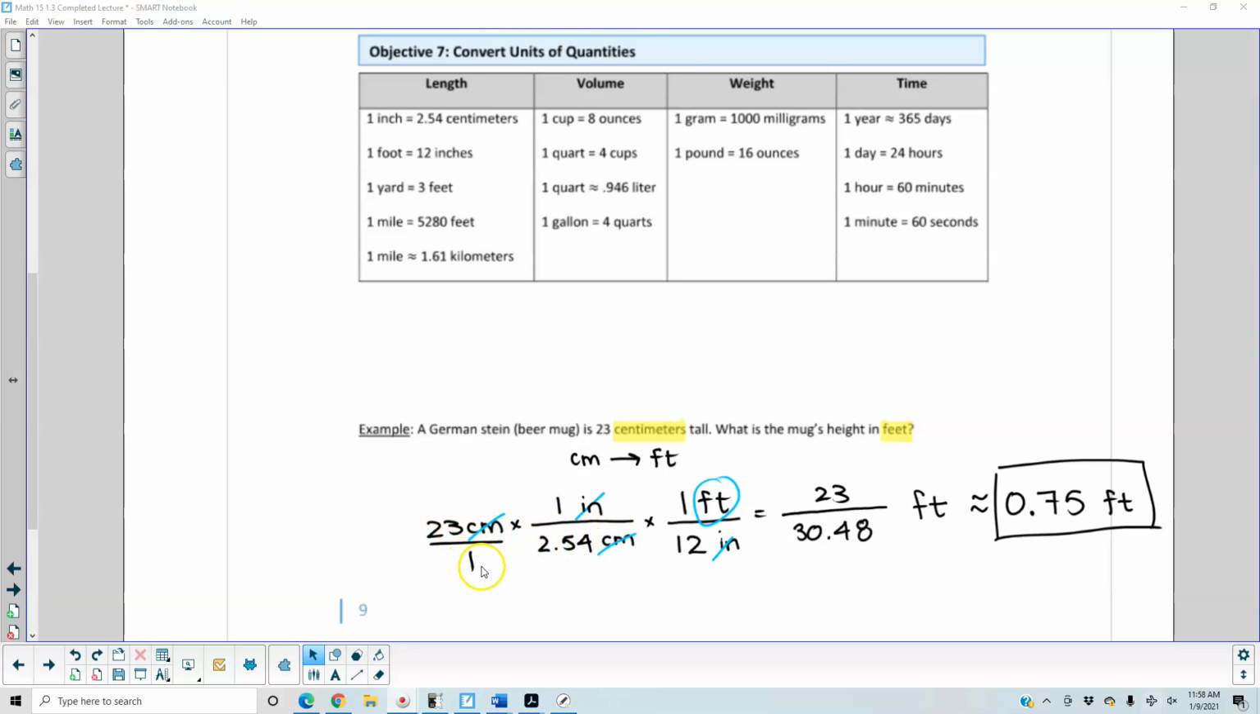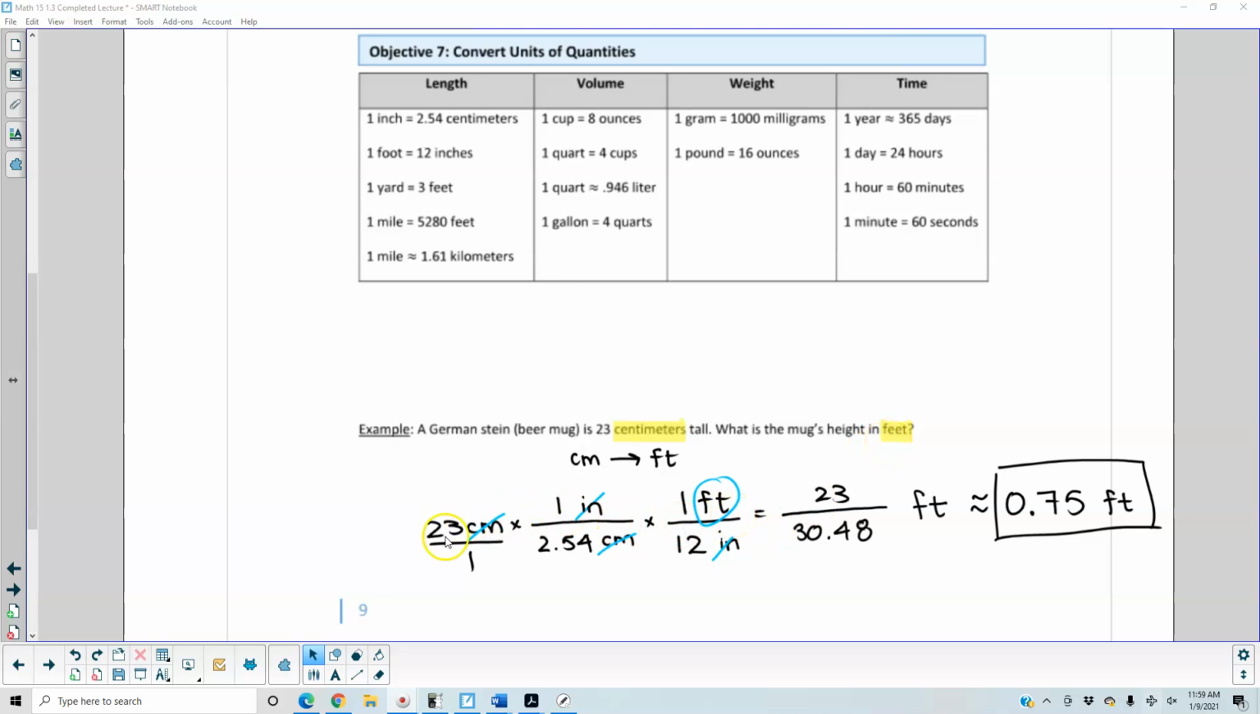So now we have 23 over 1 times 1 inch over 2.54. Any centimeters are gone. Now we want to get rid of the inches. So we know that 1 foot is equal to 12 inches. So the 12 inches in the denominator, 1 foot in the numerator, so we can now cross off the units for inches. Now we have 1 foot. And what we want to do is convert it to feet. So now we've done that.